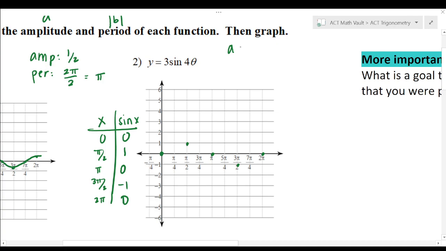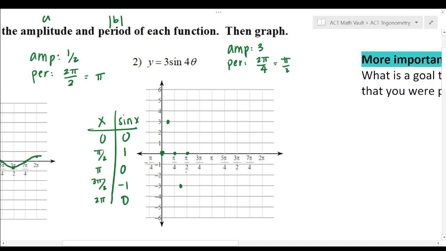So the amplitude is 3, and the period is 2 pi over 4, which is pi over 2. So, okay, period is pi over 2. That means that an entire one of those curves that kind of looked like an S needs to fit from here to here. So it's going to be very scrunched, and it's going to have an amplitude up to the 3. So we'll go point here, and then the next point is going to be here, back through here, and then down to -3, back to pi over 2.